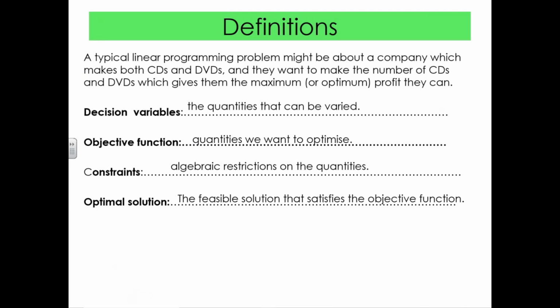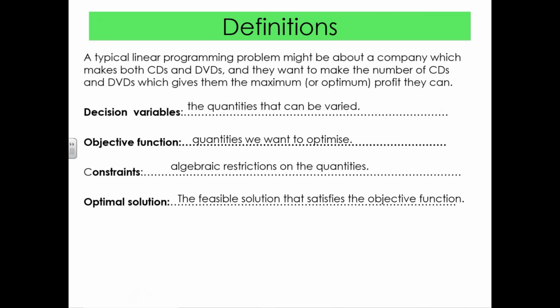Linear programming problems are quite often about companies making a few different types of things, and they've got restrictions on how many they can produce in a certain time frame and the materials that they've got and things like that. The example here is about a company which makes both CDs and DVDs, which will be out of business by now. But they want to make the number of CDs and DVDs which gives them the maximum profit they can.